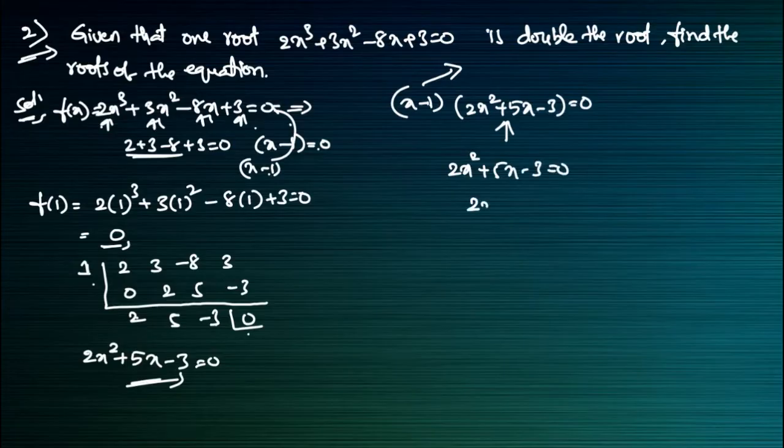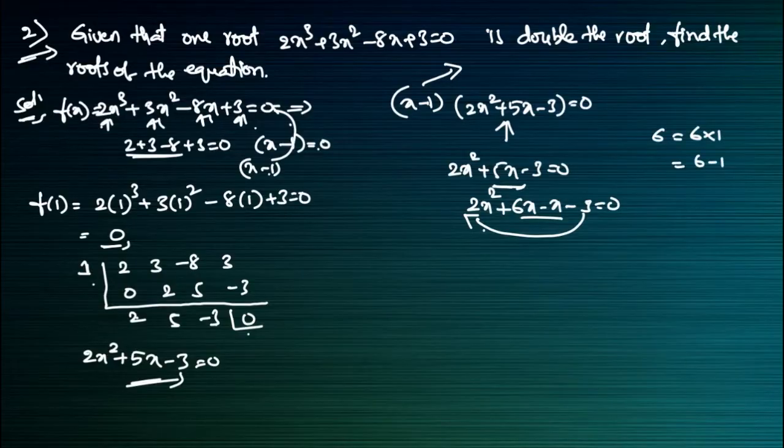In these factors we find 2x square plus 6x minus x minus 3 is equal to 0. So 6x minus x is equal to 5x. Split the term: the product 2 into 3 is 6, so that's why I took 6 and 1, where 6 minus 1 is 5.